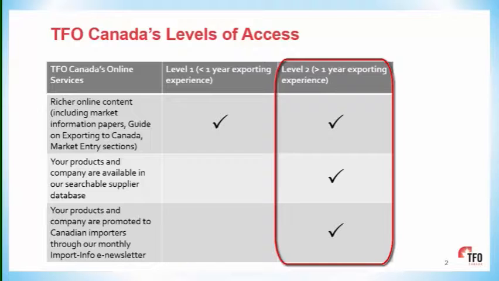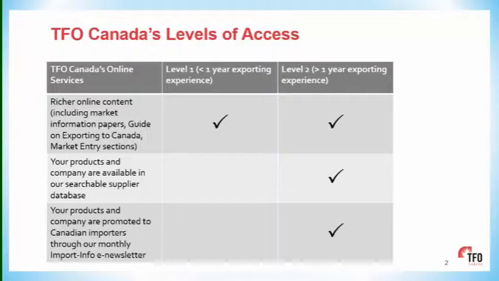The second level is for companies who have at least 1 year of export experience. Level 2 allows access to the online content provided in Level 1 and also grants access to promote your export offer to Canada and international buyers. Completing Step 2 will ensure that your products and company are available in our searchable supplier database and are promoted to TFO Canada's registered Canadian importers through our monthly Import Info e-newsletter.